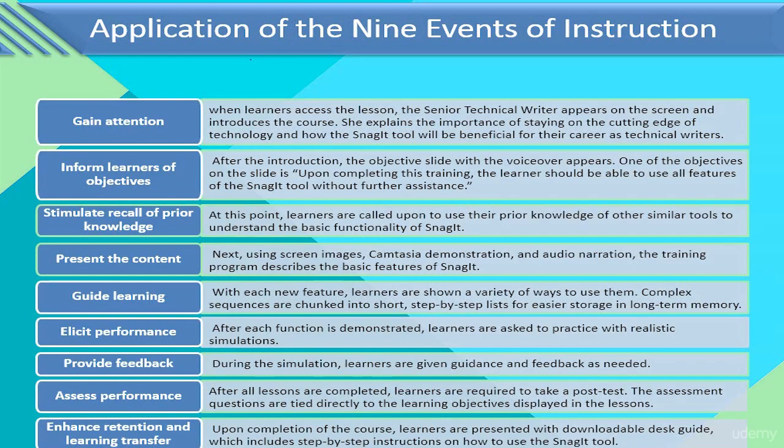Gain attention. When learners access the lesson, the senior technical writer appears on the screen and introduces the course. She explains the importance of staying on the cutting edge of technology and how the Snagit tool will be beneficial for their career as technical writers. Inform learners of objectives. After the introduction, the objectives slide with the voiceover appears. One of the objectives on the slide is, upon completing this training, the learner should be able to use all features of the Snagit tool without further assistance.